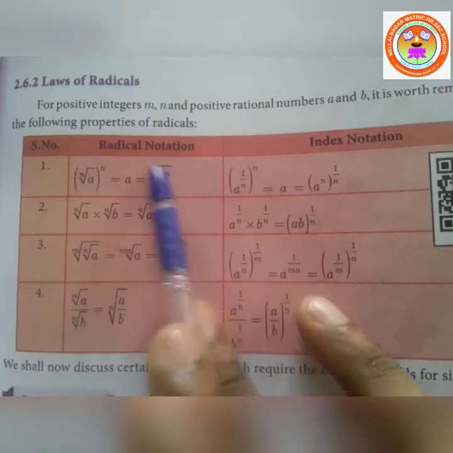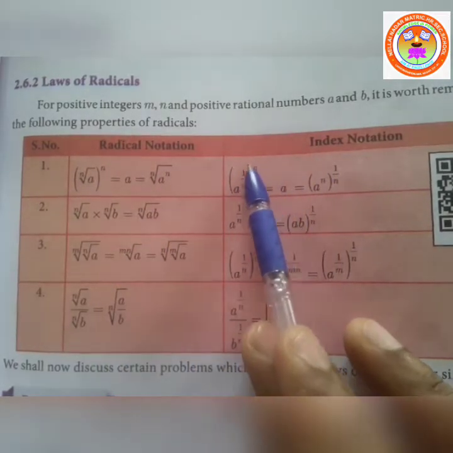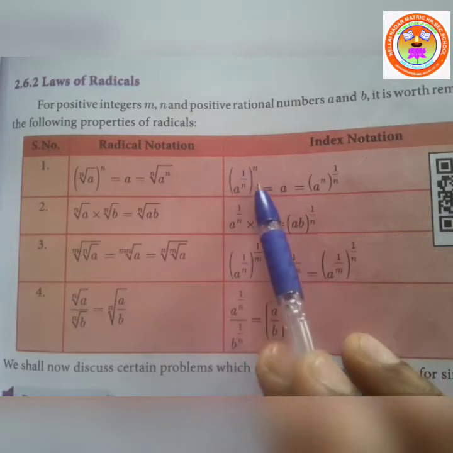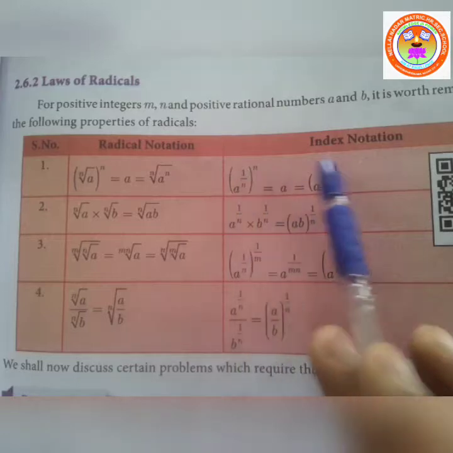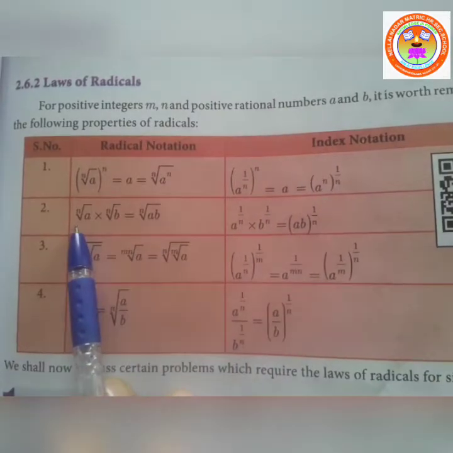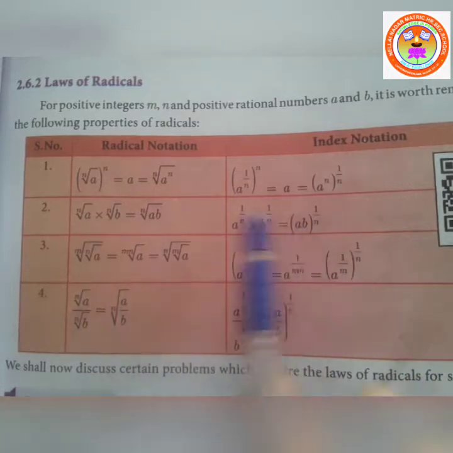This way, if you write with roots, it is called radical notation. If you write with the powers as fractions, it is called index notation. So here you can see the root, and here you can see the fractional power. These are all the differences.